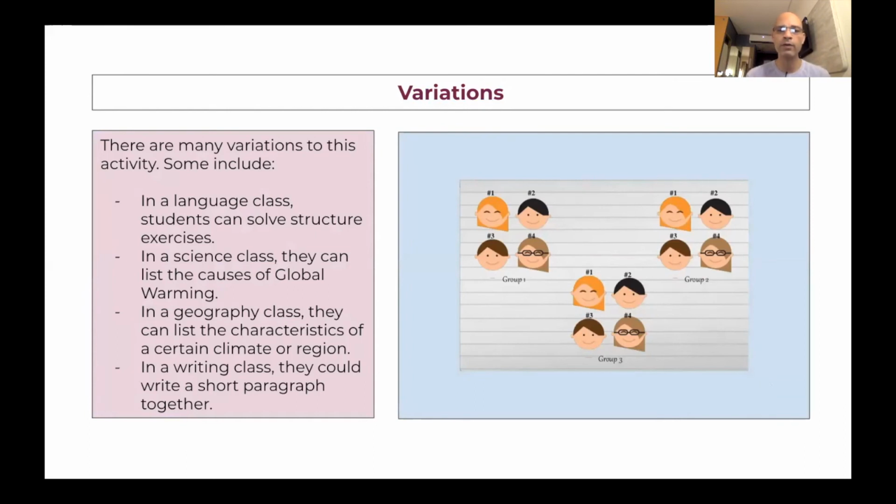So how can you add variations to this activity? Well, in a language class, students can solve structure exercises like grammar exercises. In a science class, they can list the causes of global warming. You have 5 minutes, and then, okay, group number 2, stand up. What is one cause of global warming that your group has listed, etc. In a geography class, they can list the characteristics of a certain climate or region, names of capitals, names of rivers, plants. In a science class also. In a writing class, they could write a short paragraph together, and then that number that is called will report and read the sentence to the rest of the class.